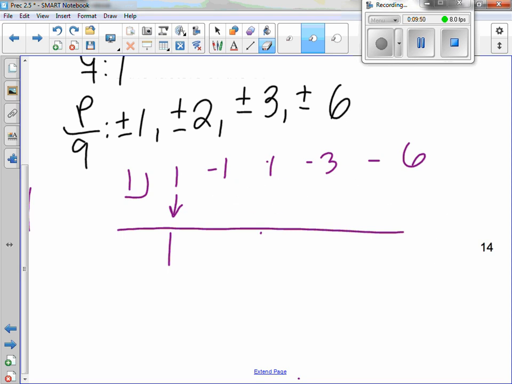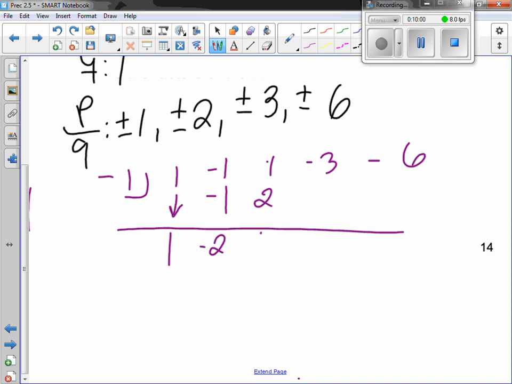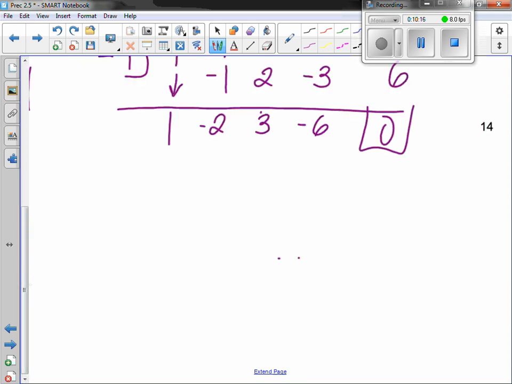Now I'm going to go to negative 1. Negative 1 times 1 is negative 1. Negative 2 times negative 1 is 2, plus 1 is 3. Negative 1 times 3 gives me negative 3, which gives 6, and that one worked, the remainder is 0. Let's try it again, because there's nothing that says that I can't have it twice. So we're going to do it again.